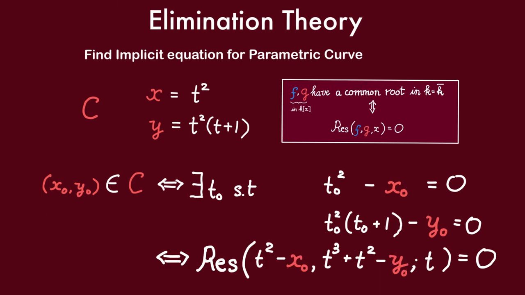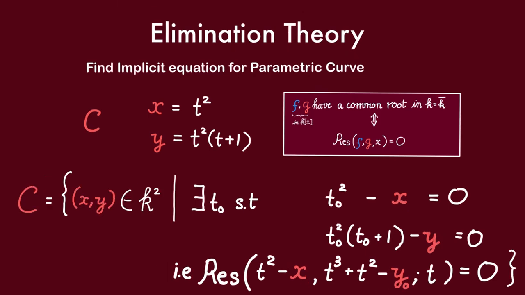So we got the magic word, common root. This is just equivalent to saying that the resultant of these two polynomials with respect to t, viewed as polynomials in t, is 0. Thus we can think of the curve C as the set of points x, y for which there exists a t0 such that these equations have a common root, i.e. the set of x, y such that the resultant of these polynomials with respect to t is 0.